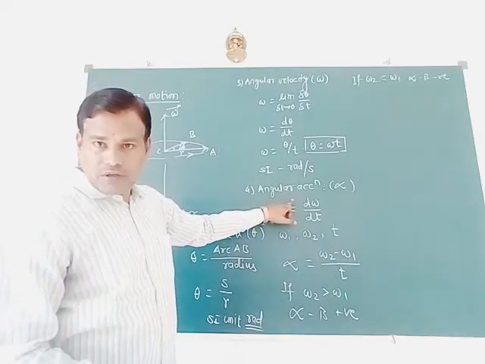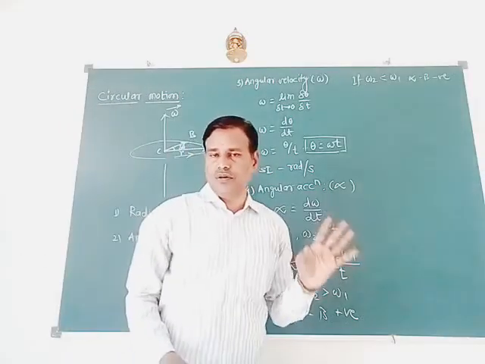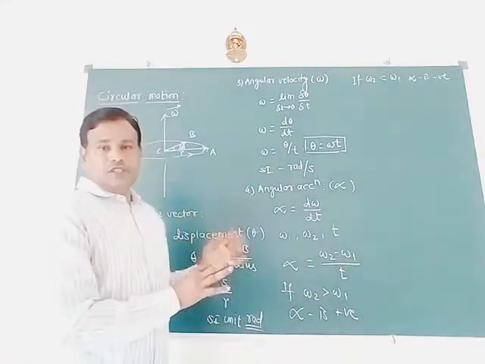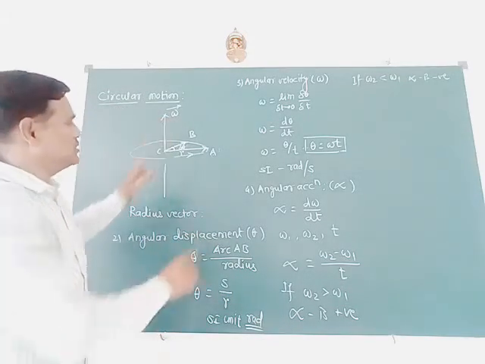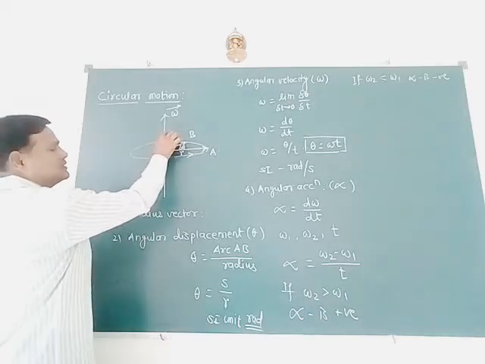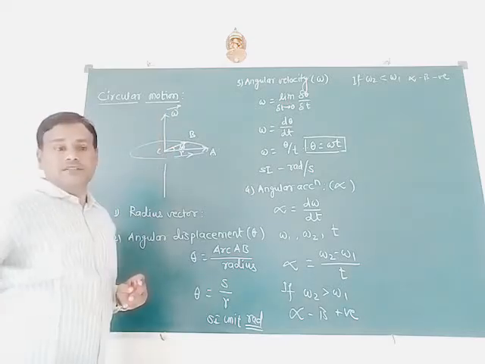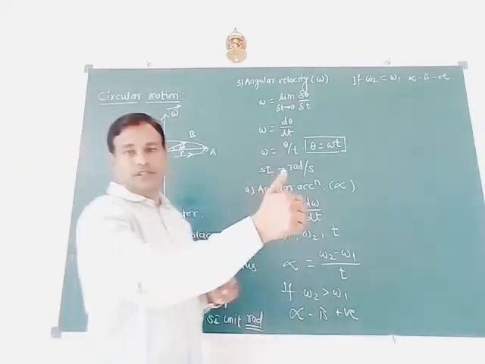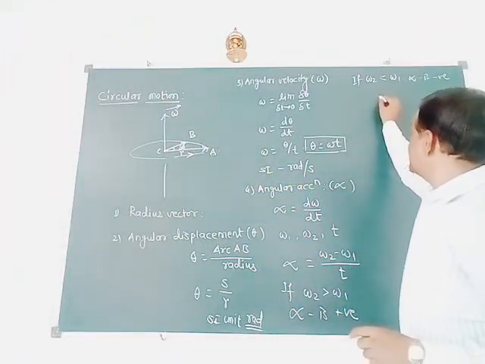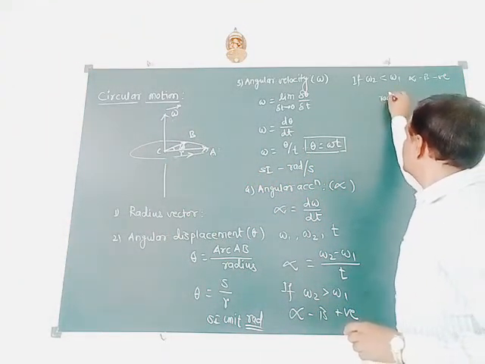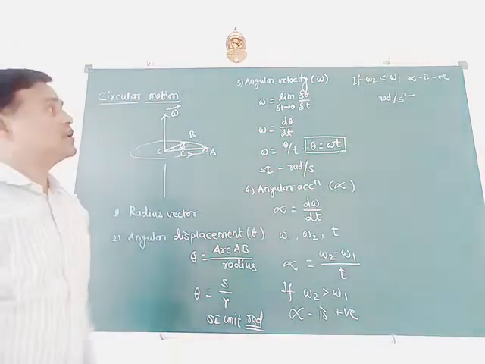It is also a vector quantity. Angular velocity and angular acceleration are vector quantities. Both of these are directed along the axis of revolution of that object. That object is revolving about this axis, and alpha and omega are represented by this axis. That is the right hand thumb rule, or right hand screw rule. The unit of angular acceleration is radian per second square. So this is angular acceleration.